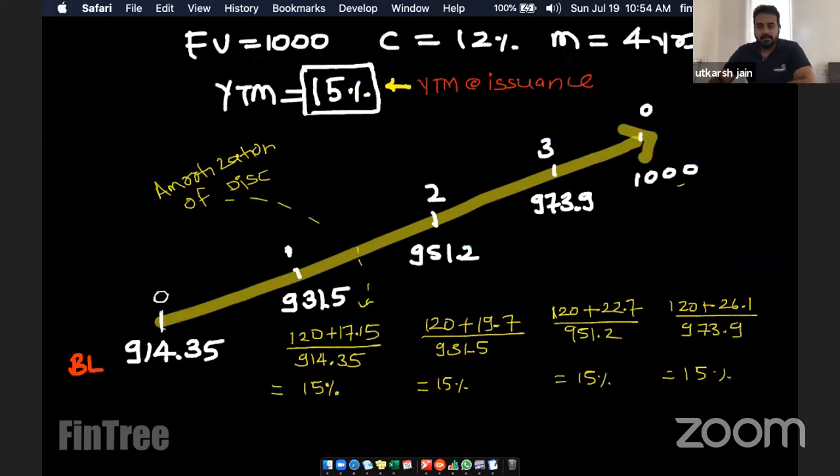So let's do a quick example here. Let us say we are supposed to calculate interest expense for year 2. Hypothetical. So we can use any of the two methods, and both methods get you the same answer. What is the first method?